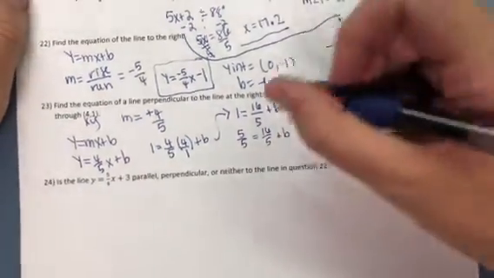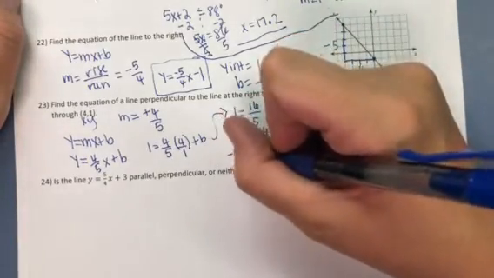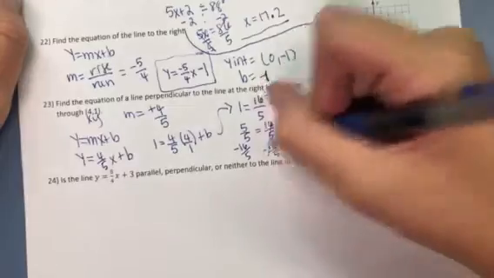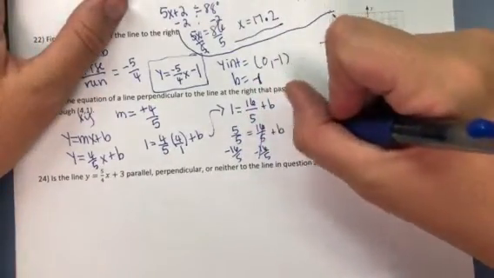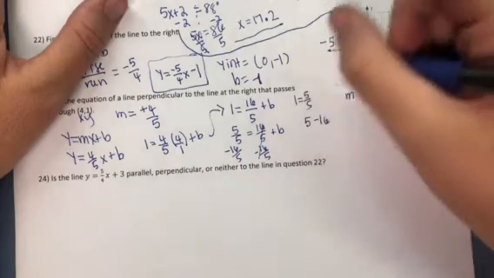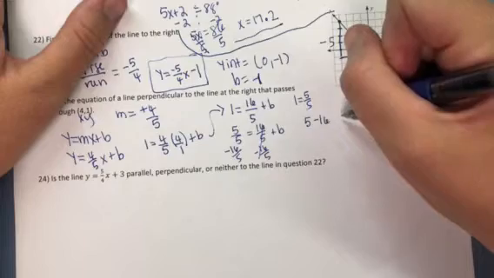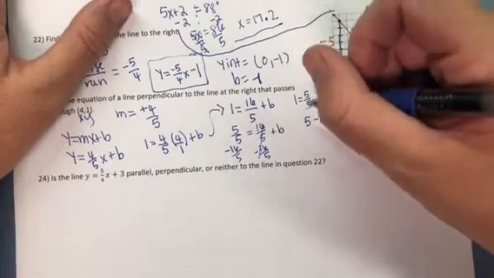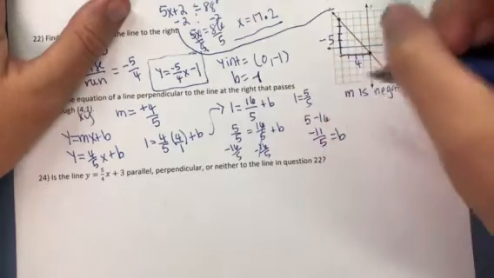All right, so now I'm going to subtract 16/5 from both sides. Oh, this is getting a little yucky. All right, so really, I'm doing 5 minus 16, and it's fifths, but 5 minus 16 is going to be negative 11. So I get negative 11 fifths is equal to b.